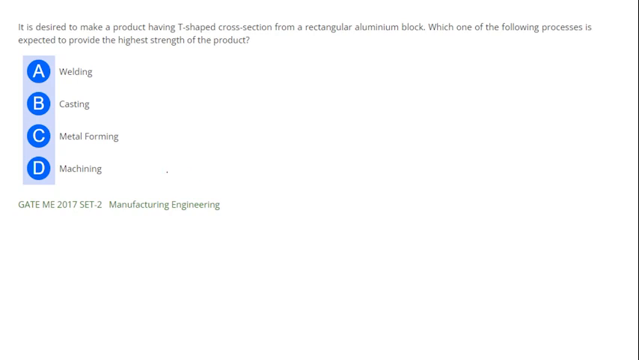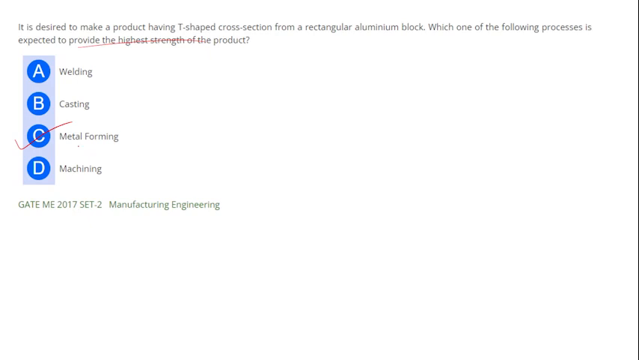Forming. Yeah, correct. So, welding can also give strength. Yeah, but which of the following process, if we do welding, then a heat affected zone will arise and lots of other factors will be there. So they are asking what process will give you the highest strength. So that is metal forming.